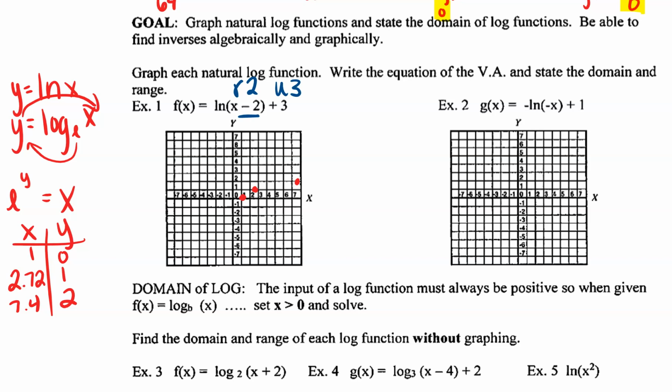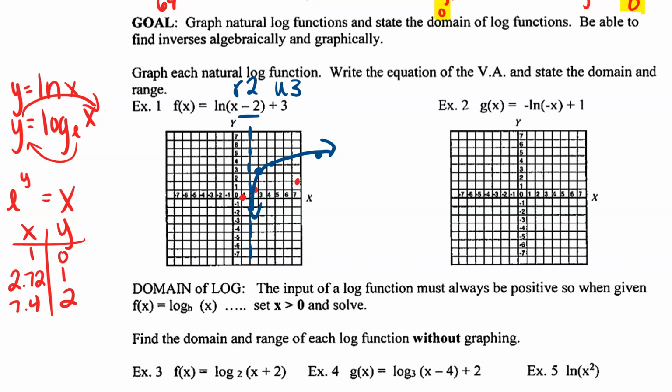So each of the points are going to go right 1, 2, up 1, 2, 3. Right 1, 2, up 1, 2, 3. The other thing that moves right 2 is the asymptote. And that's what our function should look like.